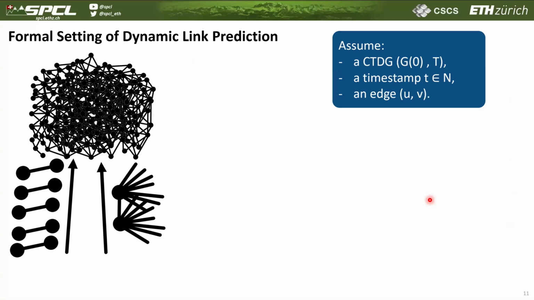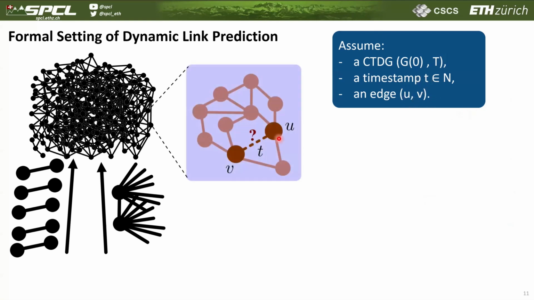Right? And now, in the dynamic link prediction problem, we assume that we have some representation, some data set modeled with CTDG. So we have this G0 and T. We have some given timestamp T, and we have a given edge U and V. And we are basically asking a question on what are the chances whether at a given timestamp T, there is going to be an edge between these two vertices U and V. Right?